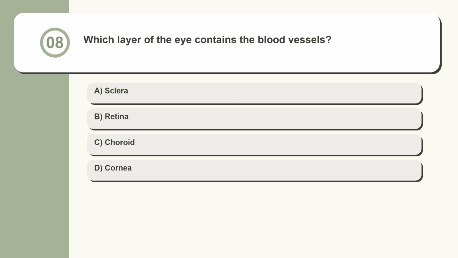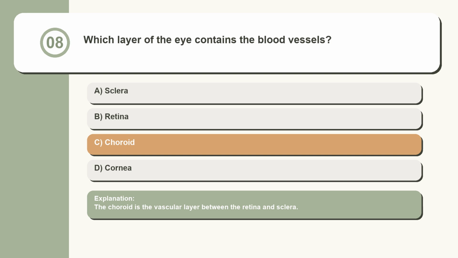Question 8. Which layer of the eye contains the blood vessels? Sclera, retina, choroid, cornea. The choroid is the vascular layer between the retina and sclera.